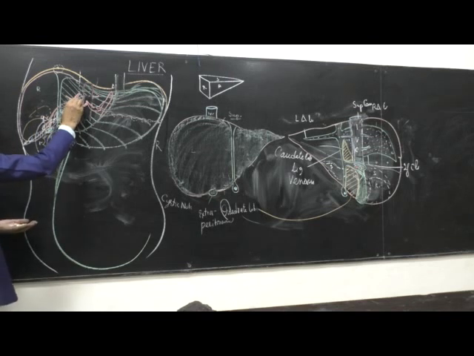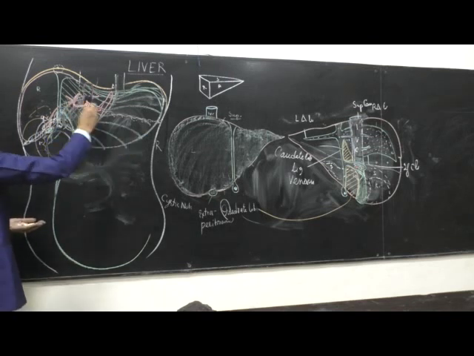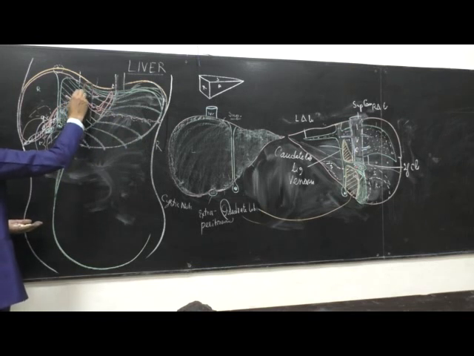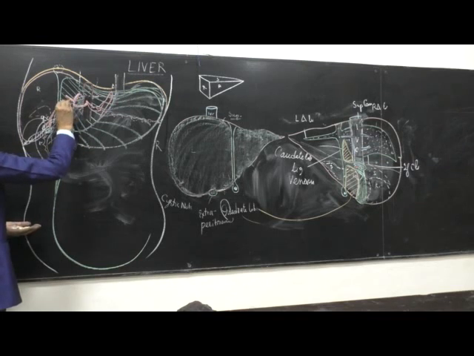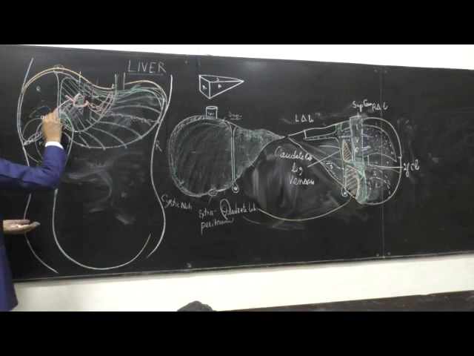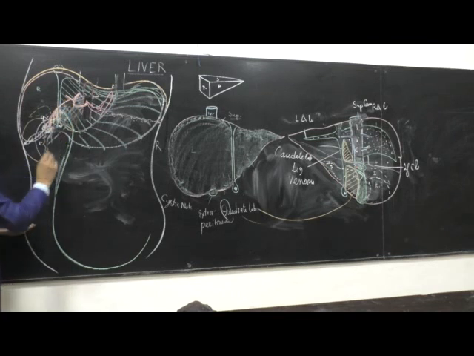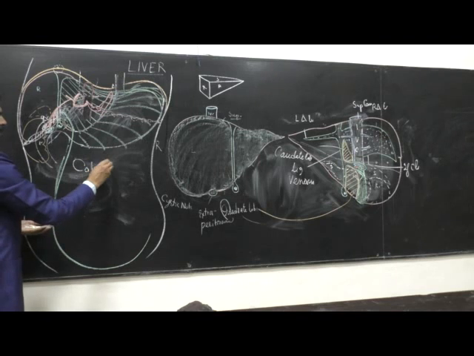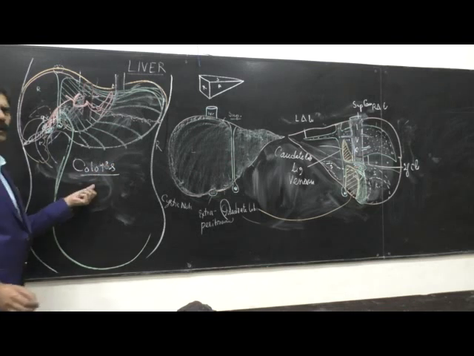This hepatic artery proper will go into the porta hepatis and divide into the right and the left hepatic artery. The right hepatic artery will give a branch that is called the cystic artery, and this cystic artery will run in the cystic groove and will supply the gallbladder. So a triangle is created here. It's called the Callot's triangle. This Callot's triangle is very important for the ligation of the cystic artery in the laparoscopic removal of the gallbladder.